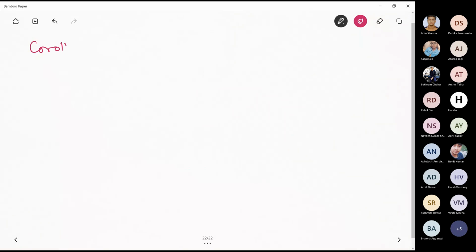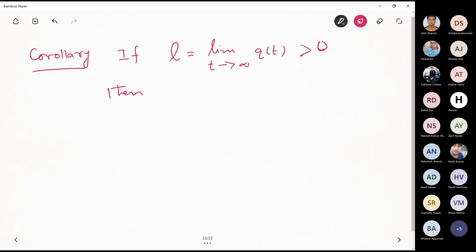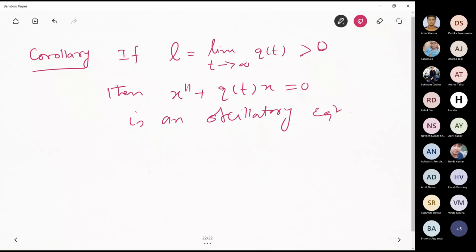Okay, so another corollary. If L is the limit of q(t) as t tends to infinity, and it is positive, then x double prime plus q(t) into x equals to 0 is an oscillator. This is an oscillator equation.